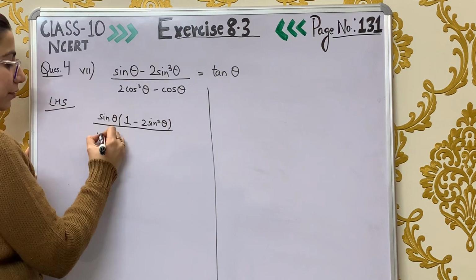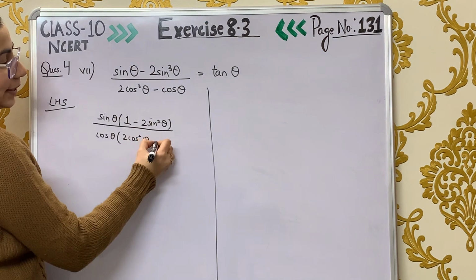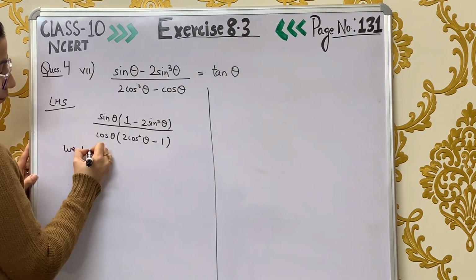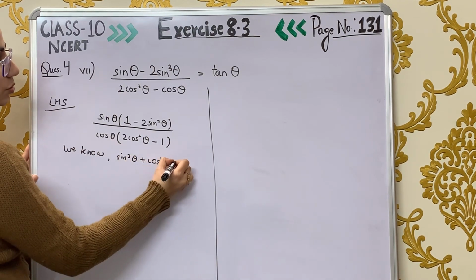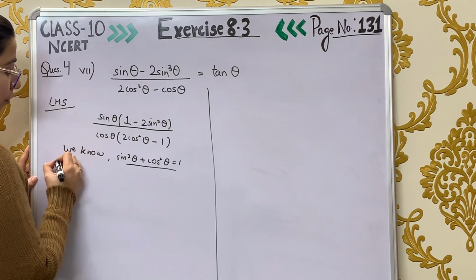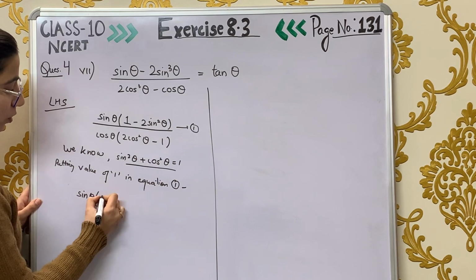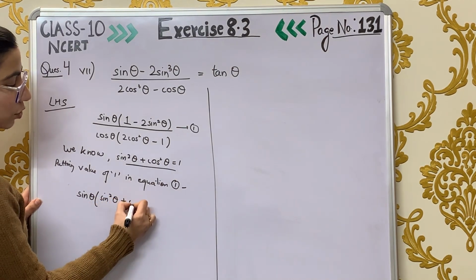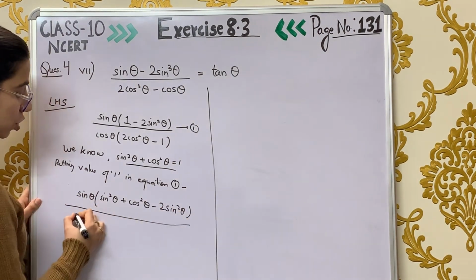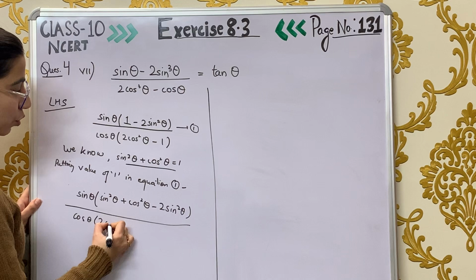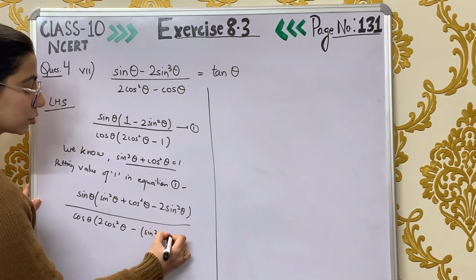Similarly, in the denominator we take cos theta as common and we get 2 cos square theta minus 1. We know sin square theta plus cos square theta is equal to 1. So let's put the value of 1 in the equation. We get sin theta into (sin square theta plus cos square theta minus 2 sin square theta) upon cos theta into (2 cos square theta minus (sin square theta plus cos square theta)).